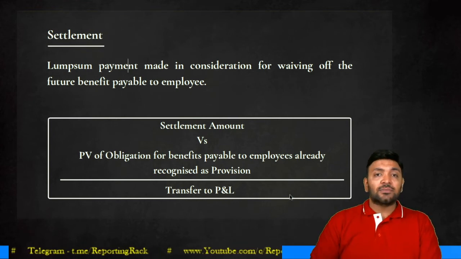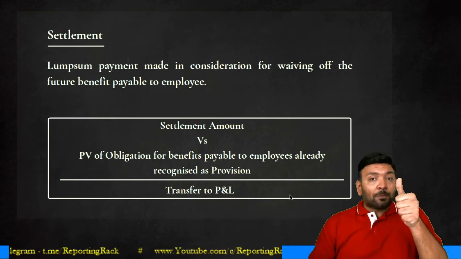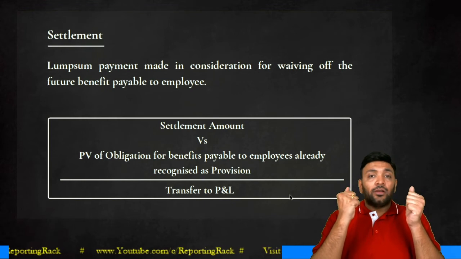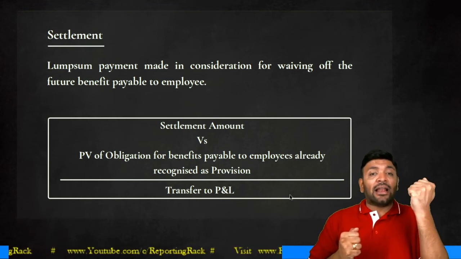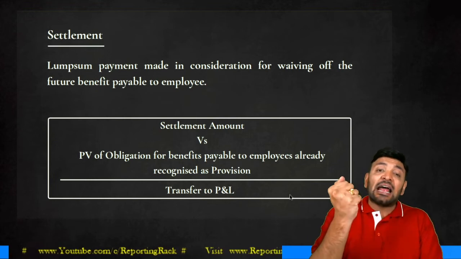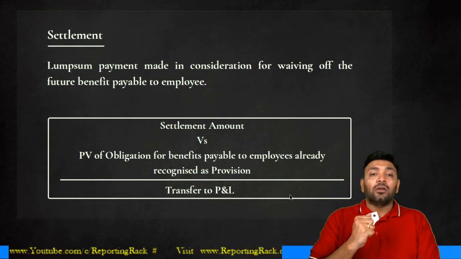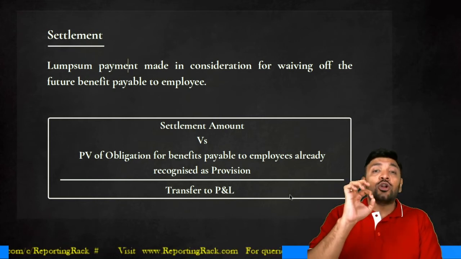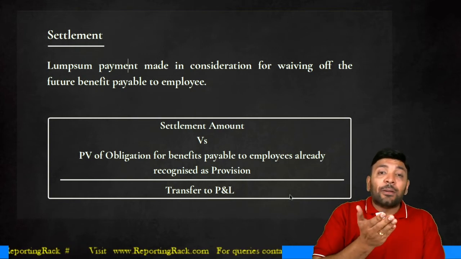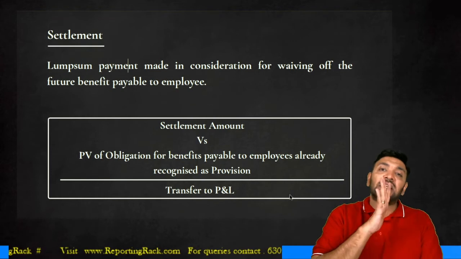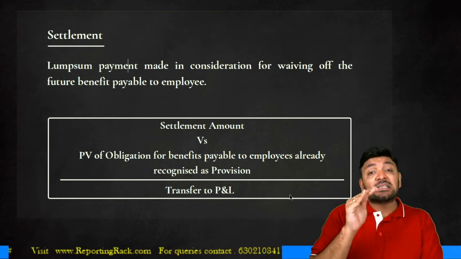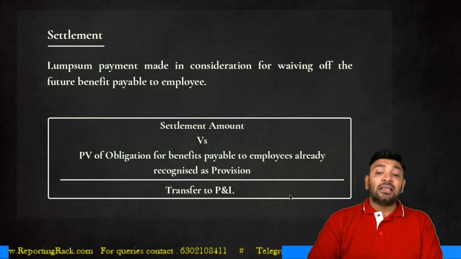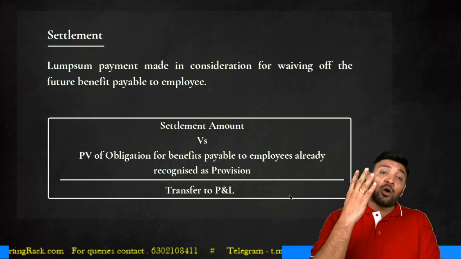Whenever a settlement occurs, I will have to compare the amount paid under settlement with the current carrying value of the present benefit obligation. The difference between the settlement amount and the carrying value of the defined benefit obligation should be recognized in the P&L. If your benefit paid is more than the carrying value, then it is a loss debited to P&L. If your settlement value is much less than the present value of obligation, then in such case, it is a gain credited to P&L.